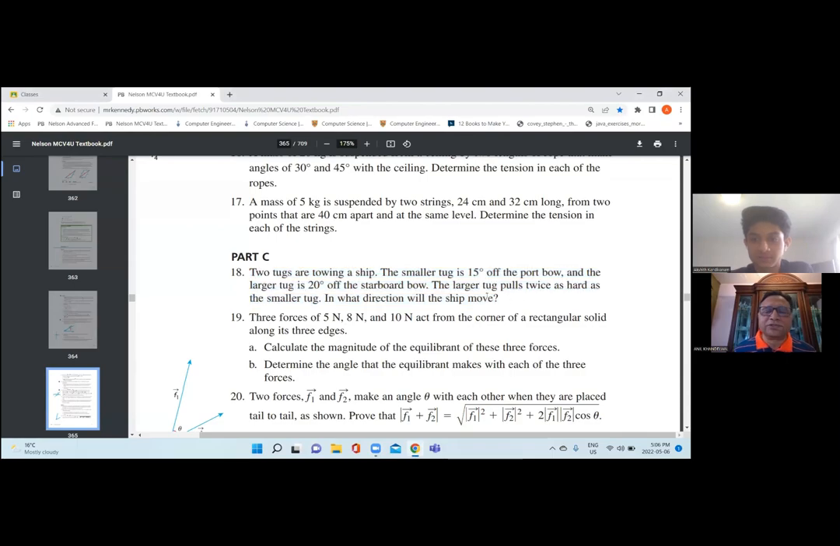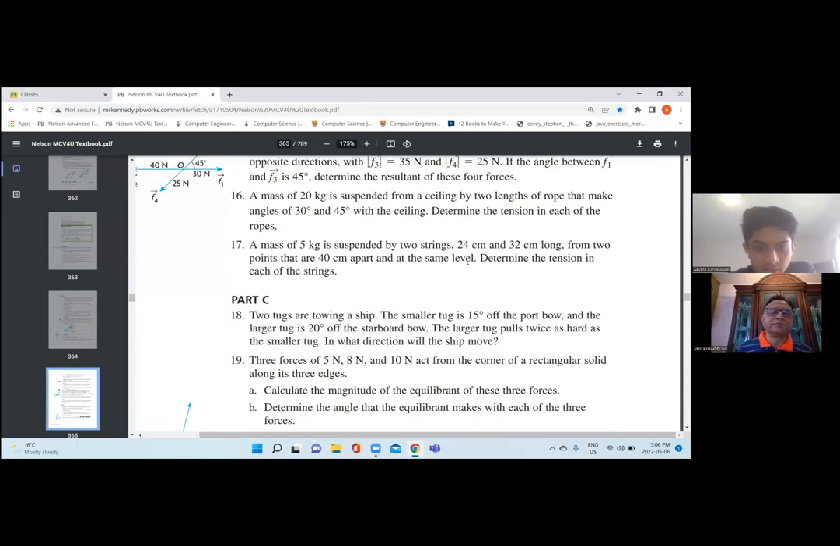Can you please read the question? Yes, sir. Two tugs are towing a ship. The smaller tug is 15 degrees off the port bow, and the larger tug is 20 degrees off the starboard bow. The larger tug pulls twice as hard as the smaller tug. In what direction will the ship move?